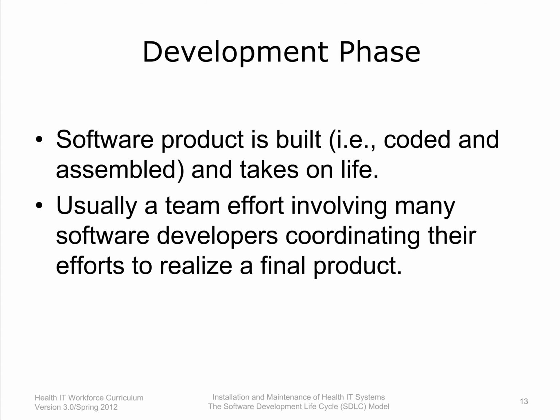Slide 13. The system is built during the development phase. This includes source code files, header files, make files, and binaries. This is where everything is coded and assembled, and the actual design of the system is realized as living, breathing software. This process is usually a team effort with its own set of sub-goals and milestones, involving many software developers who coordinate their efforts to realize a final product.